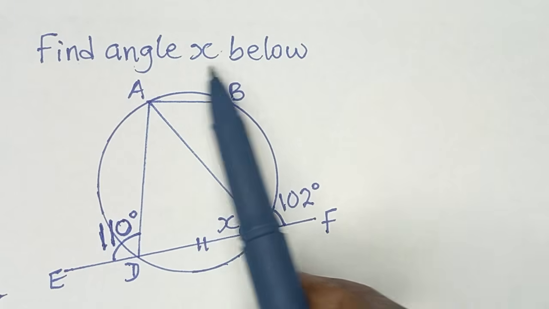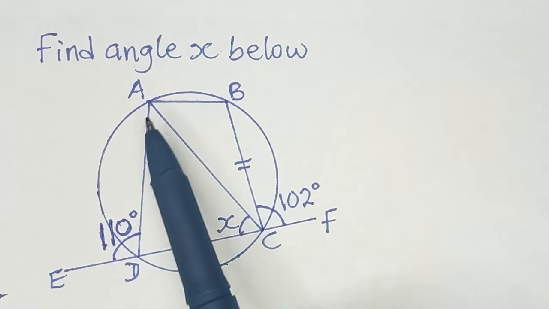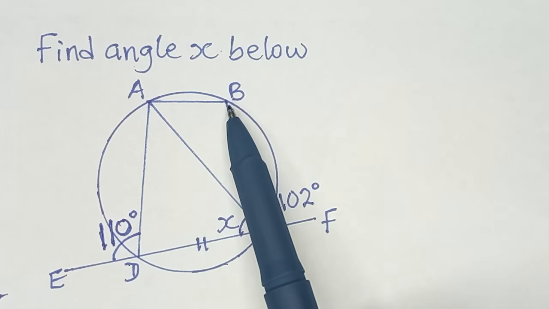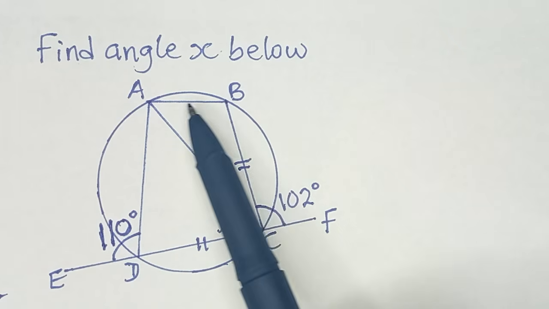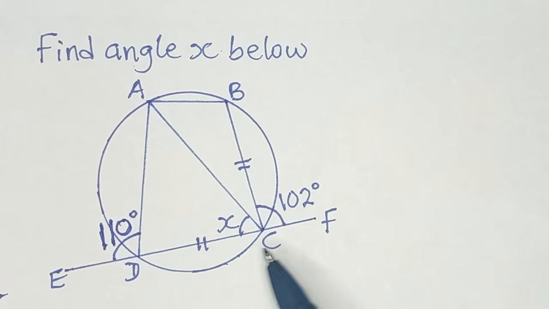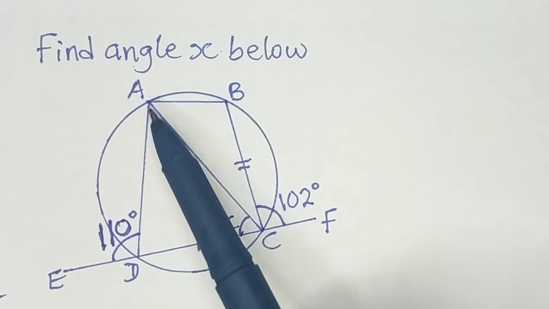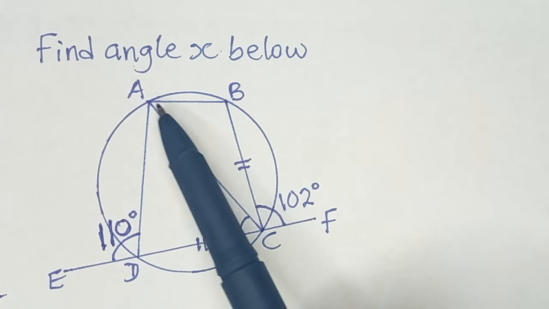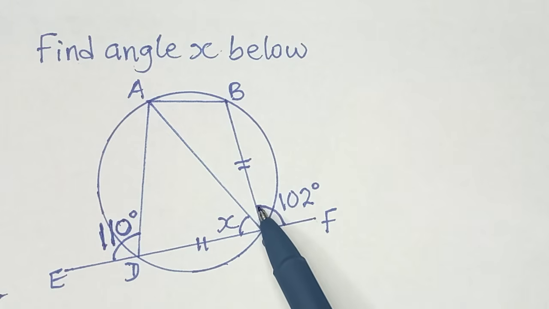Find angle X below. Now, the first thing I want us to look at is this diagram A, B, C, D. If you check, all the edges are at the circumference of the circle. So that makes it a cyclic quadrilateral. So this is a cyclic quadrilateral.